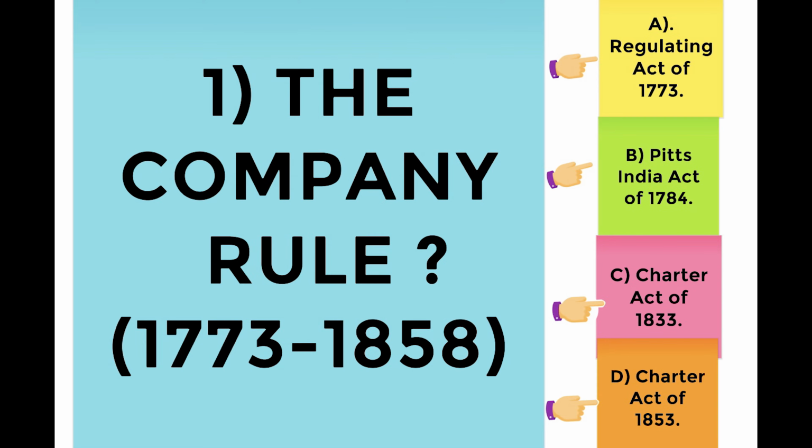Now all these four acts will help us to understand how the Company carried out their organization and their functioning in India from 1773 to 1858. And once I finish with this, then we shall move to the Crown Rule from 1858 to 1947.